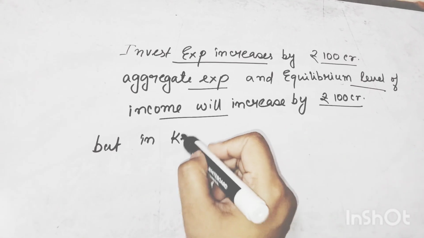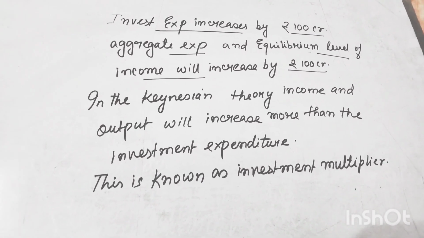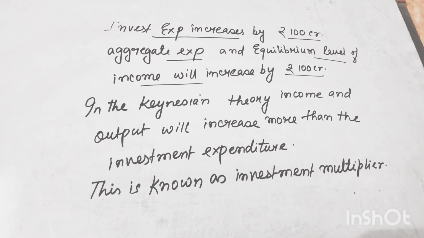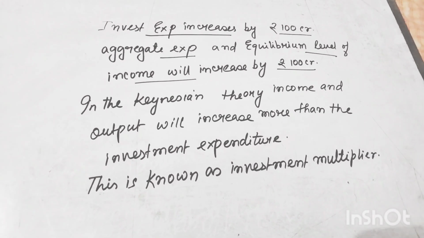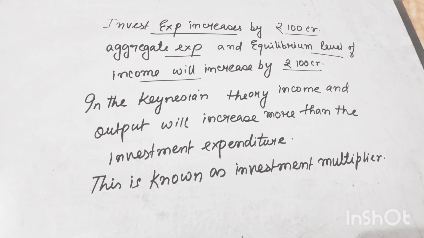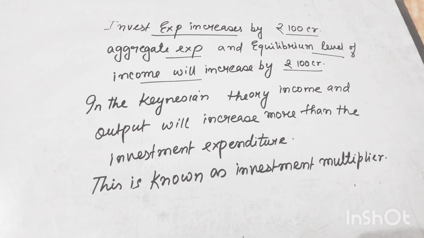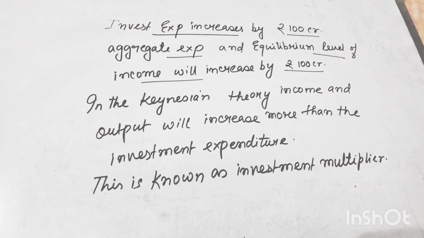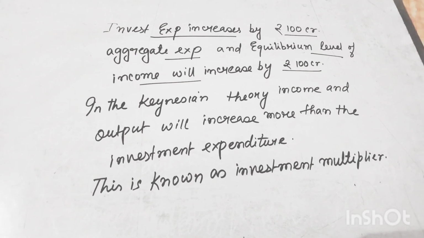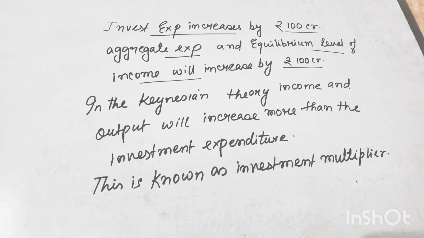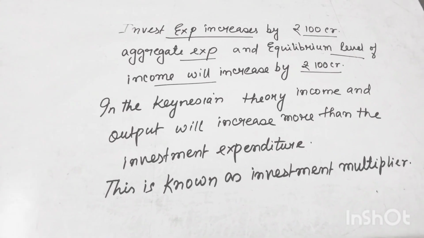in the Keynesian theory, your investment expenditure increases by rupees 100 crore, then your aggregate expenditure and equilibrium level of income will also increase by 100 crore. But the Keynesian theory says that your income and output will increase more than the investment expenditure. That means if your investment expenditure increases by 100 crore, your income will not increase by just 100 crore, but it will increase more than 100 crore. And this is known as the investment multiplier. Let us see this investment multiplier with the help of the diagram.